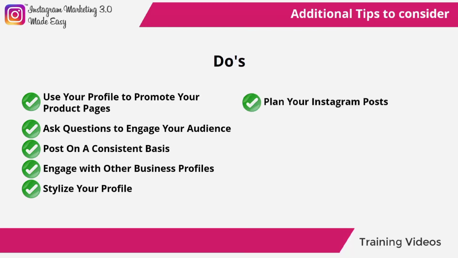Plan your Instagram posts. Plan your Instagram posts by carefully thinking of your copy, your images, and your hashtags to get the best results possible. Use industry-relevant hashtags. Make sure to use hashtags that are related to your content to match it with people looking at the keywords targeted in your hashtags.